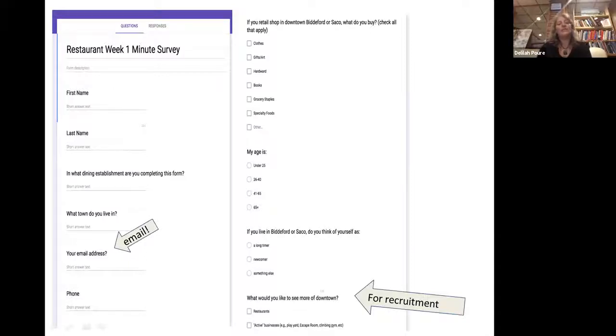And on the right-hand side of the screen is, what would you like to see more of downtown? We've been collecting that information in various places too. Restaurant Week isn't necessarily a time where people who are coming downtown to eat even know what else is in your downtown. So we have at other times asked them, what do you come downtown for? Or this specific question, what would you like to see more of? And then when we have that information, we have different ways to share it.